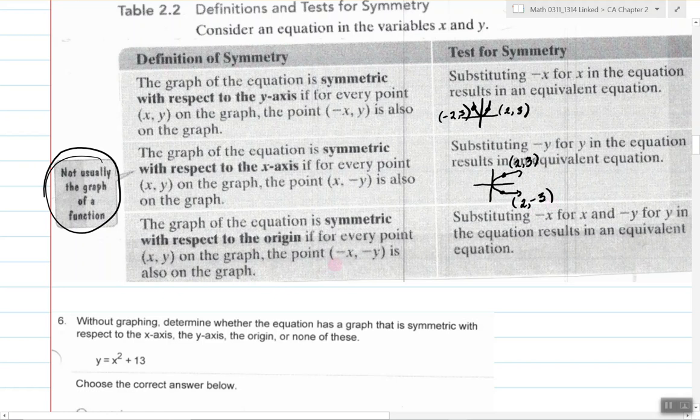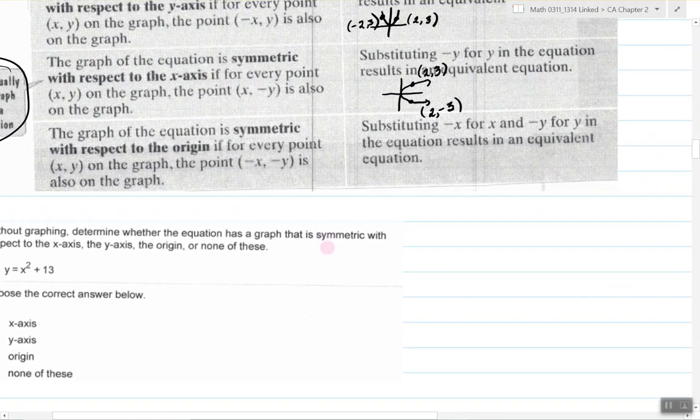With respect to the origin, would be a graph like this. So if you have a point here, let's say this is 3, 4. If it is symmetry with respect to the origin, then you will also find the point negative 3, negative 4. So symmetry is like reflecting.